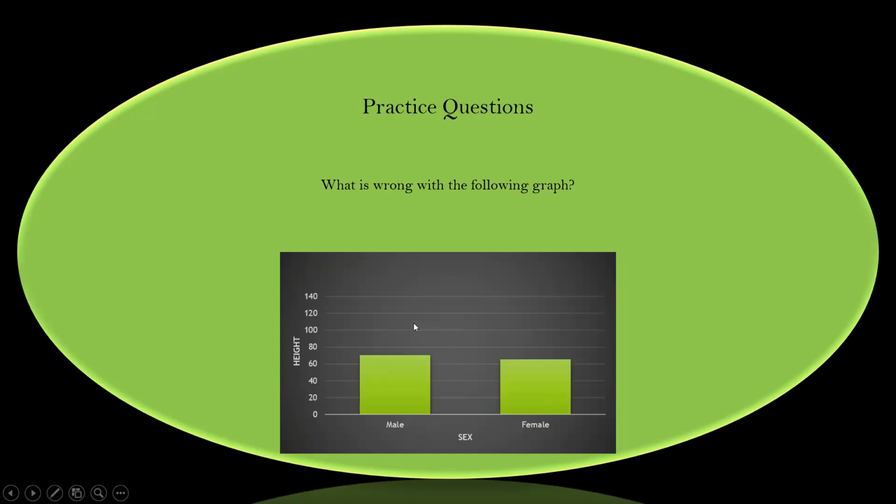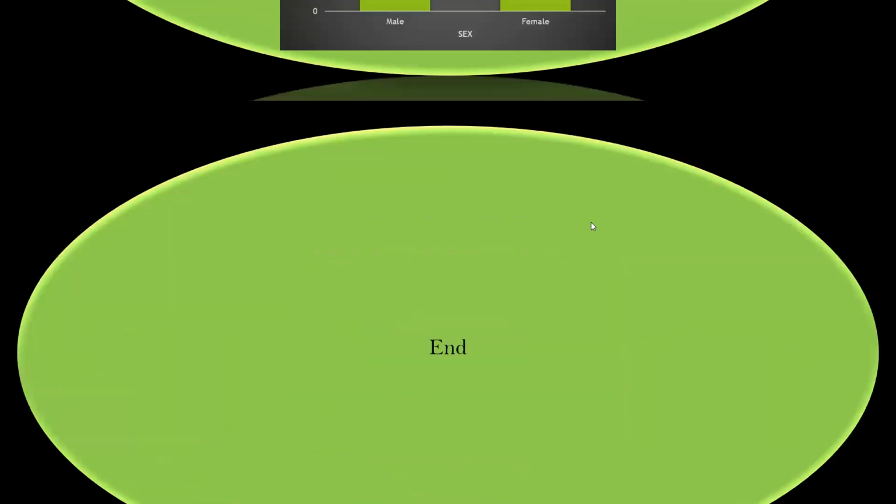What's wrong with this one? So this is one of those cases where we've got a lot of missing data, or we've got a lot of area that is just unnecessary. So I've made my y-axis too big. Logic would say maybe stop it at 75 or 80. So my y-axis is too large.